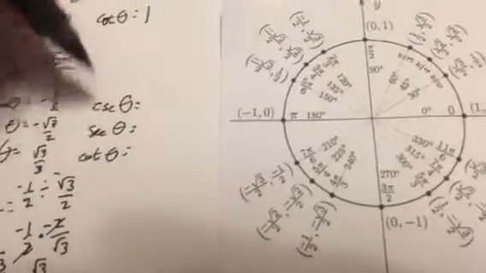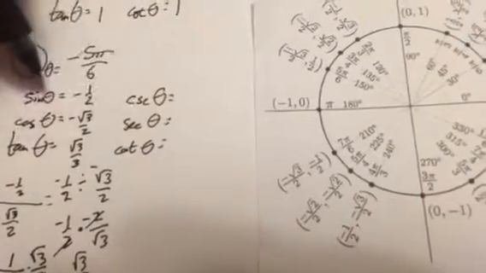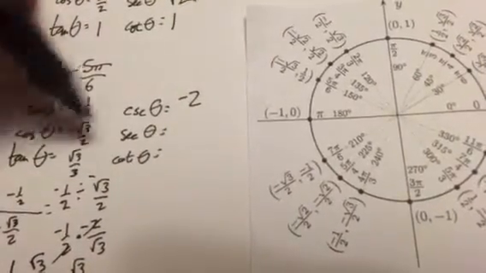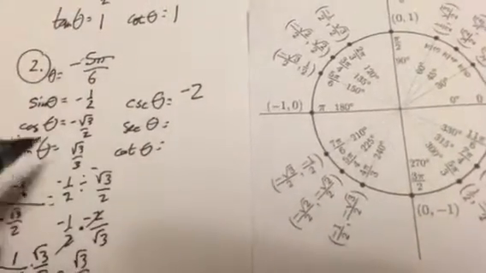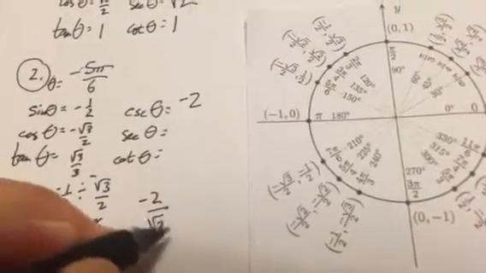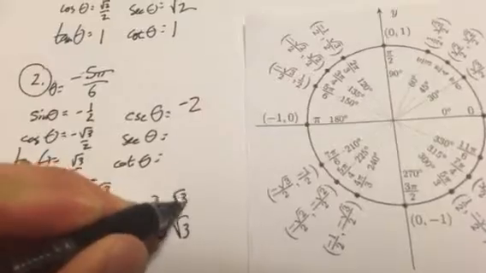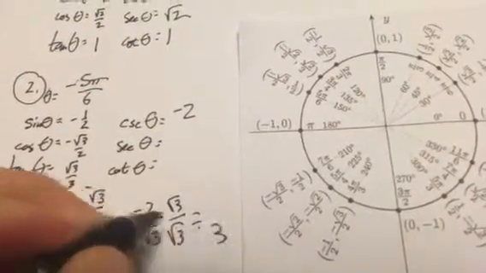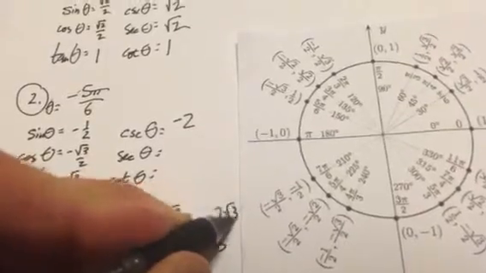So now these reciprocal functions: cosecant is the reciprocal of sine, so it should be negative 2 over 1. Secant, if I flip over negative root 3 over 2, that becomes negative 2 over root 3. And I've got to get that radical out of the denominator, so I'm going to multiply by that version of 1. Root 3 times root 3 is 3. And it's negative 2 root 3 over 3.